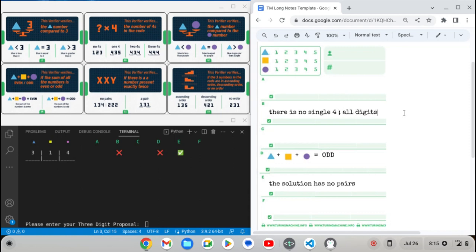All digits are odd. Okay, so that means there are actually no evens in our solution today. Let's cross out all the evens then. That's very interesting how the combination of these 3 cards would help us eliminate all the evens.